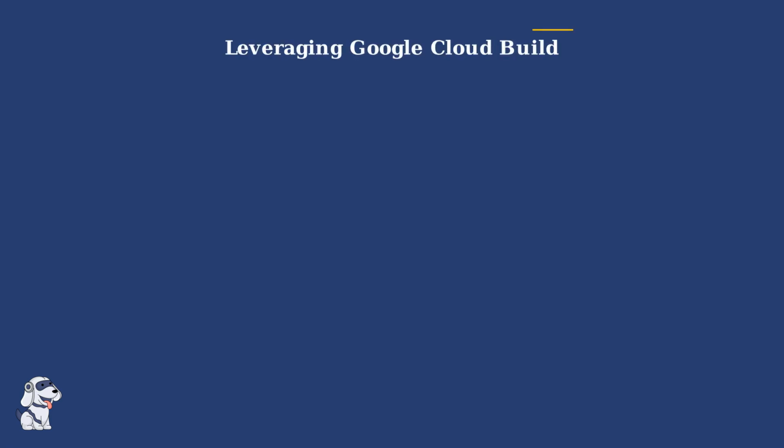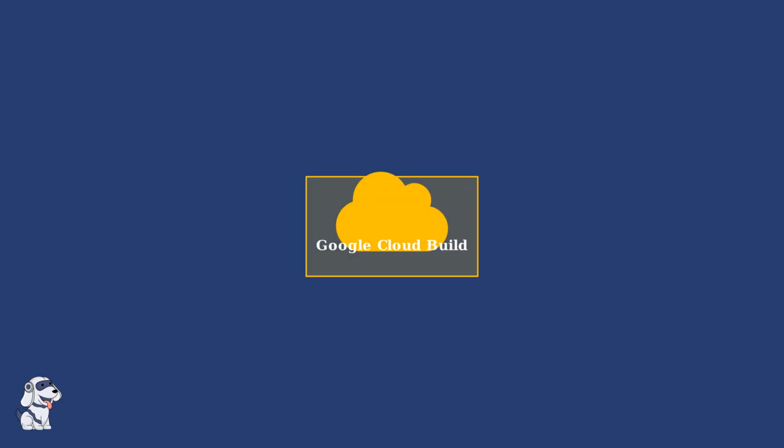Google Cloud Build is a fully managed, continuous integration and continuous deployment service that executes builds on Google Cloud Platform. This powerful service streamlines the process of transforming source code into deployable artifacts. Cloud Build serves as the central hub for your build operations, providing a scalable and secure environment for compiling, testing, and packaging your applications into container images and other artifacts.